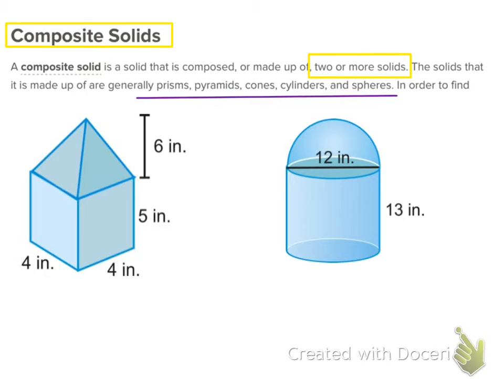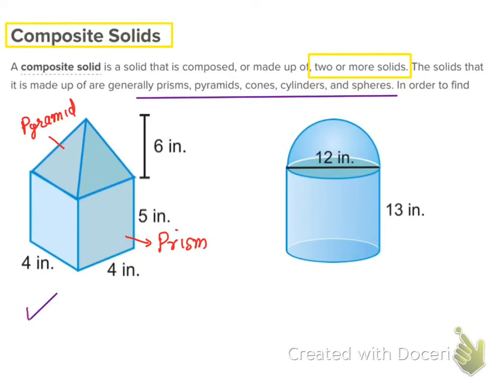It could be different things. Here in this case, you see the solid on the left-hand side. You don't know the name for this solid. But when you look at it, you can divide it into two different kinds of solids. The top one looks like a pyramid, and the bottom one is like a prism. So that's a composite.